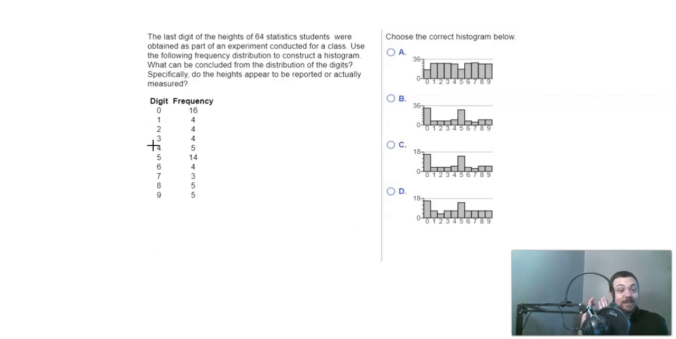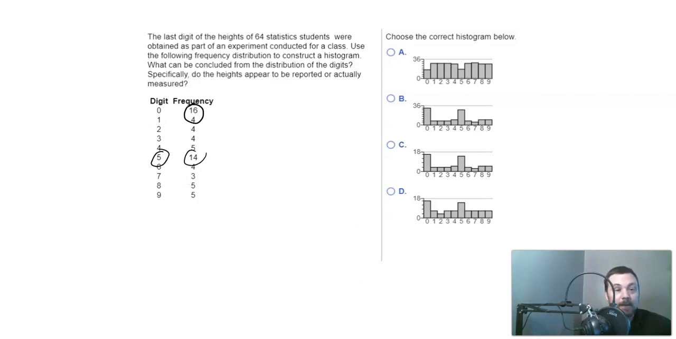Either the last digit is a 0, or it's a 1, or it's a 2. So there's not a range of values. I guess what's missing is there isn't a lower class limit and an upper class limit. There's just a value that represents the class. And the frequency for this first class is 16. So for 0, it's 16.